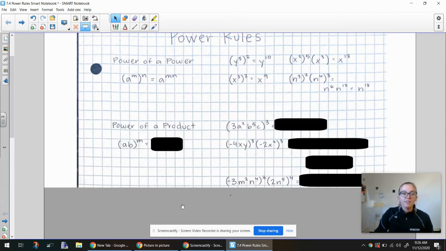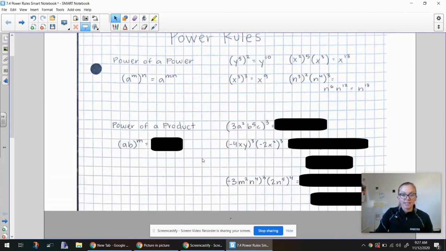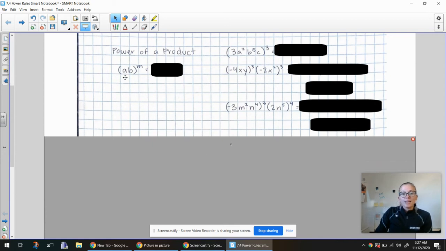Next, we have power of a product. So this means we have a product like a times b, and we're raising that to a power. Well, this rule works exactly like the distributive property. When we have an exponent outside of parentheses, we're going to apply the exponent to both of the terms inside. So a times b to the m power is the same as a to the m times b to the m. Let's look at that with some examples.